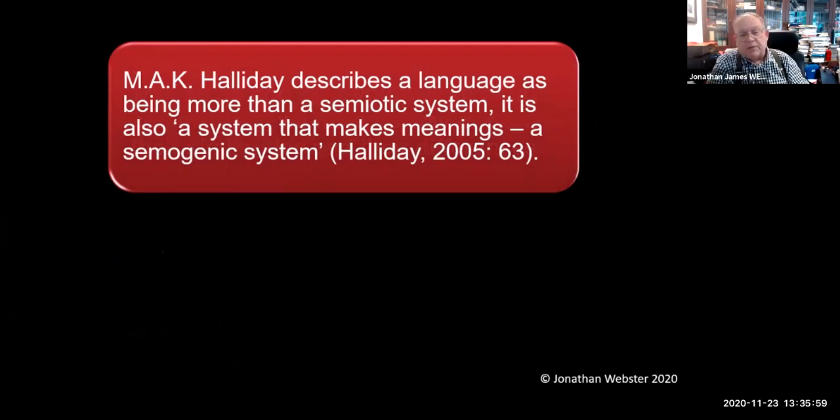Halliday describes a language as being more than a semiotic system. It is a system that makes meanings. It is a semogenic system. And again, I come back to the point, why does it make meaning? It's because you are making choices. That's what it comes down to. You are making a choice. And by making that choice, you are deciding how you make meaning.